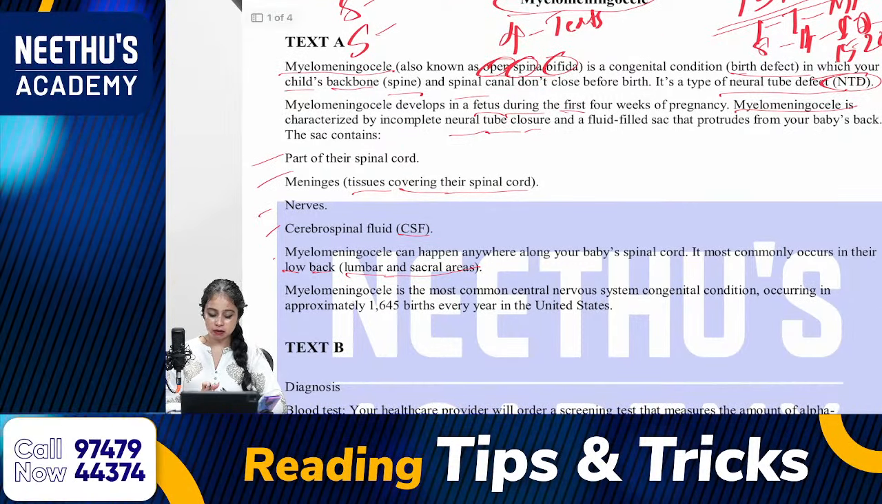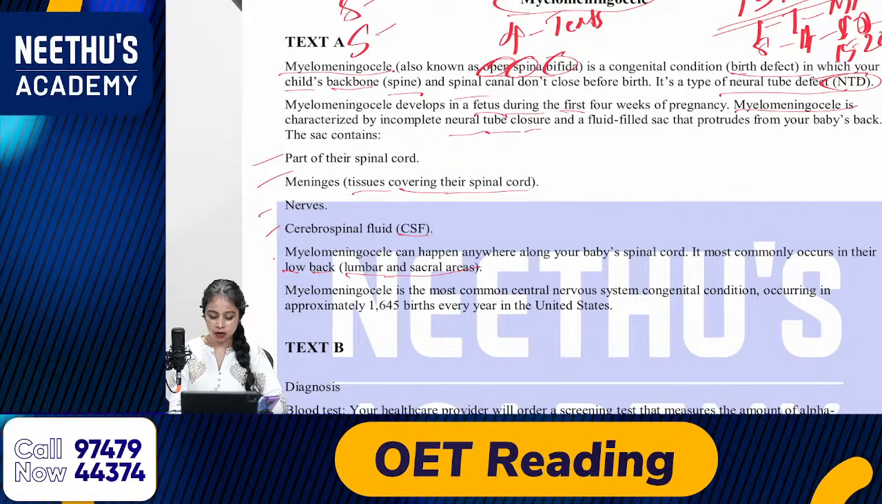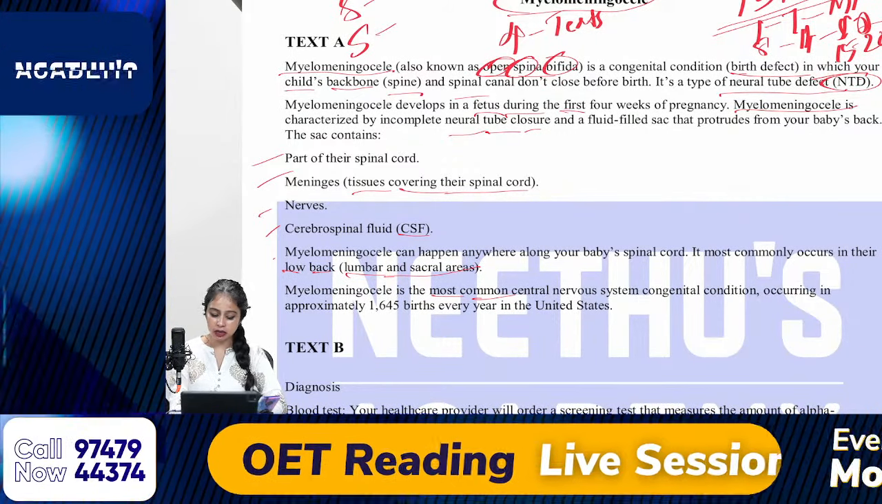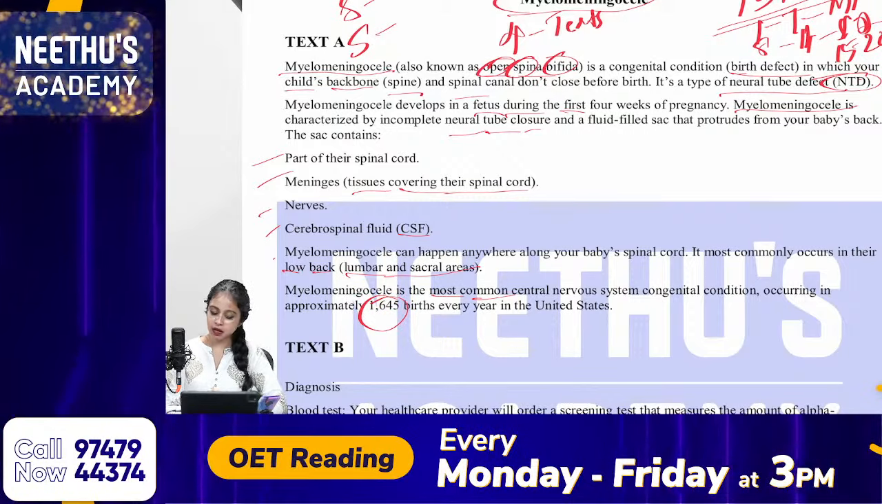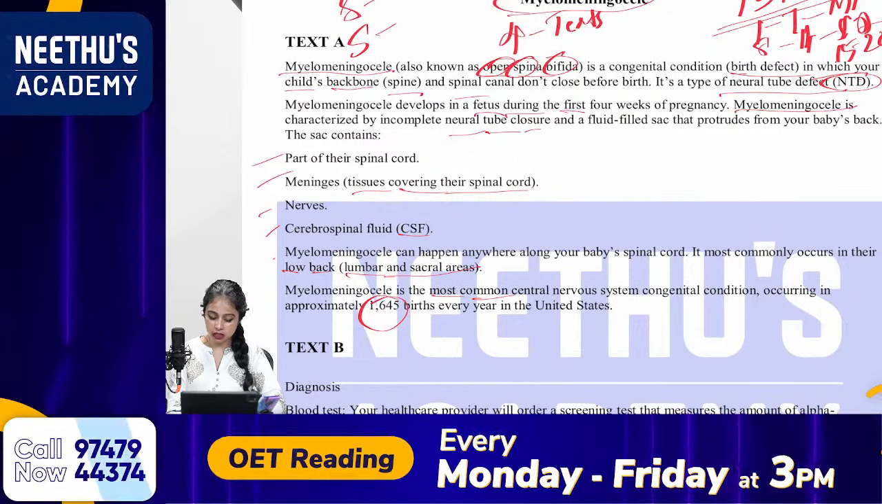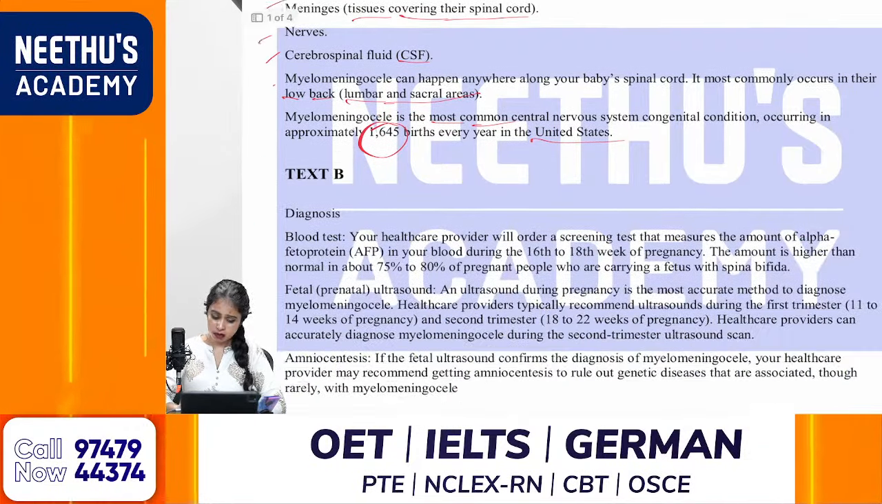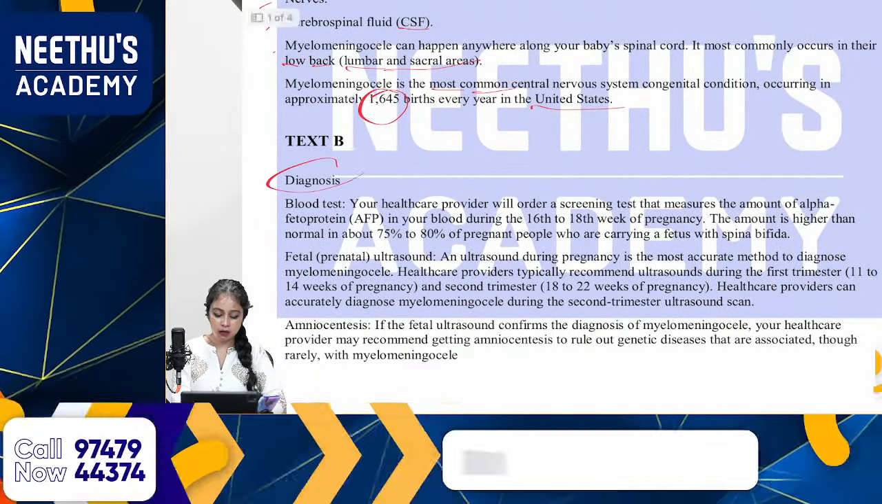The sac contains part of their spinal cord, then meninges, tissues covering their spinal cord, nerves, and cerebrospinal fluid or CSF. Meningomyelocele can happen anywhere along your baby's spinal cord. It most commonly occurs in their low back or lumbar and sacral areas. BLL is the most common central nervous system congenital condition, occurring in approximately 1,645 births every year in the United States. So these are my keywords from text A. Then what about text B? It's all about the diagnosis.